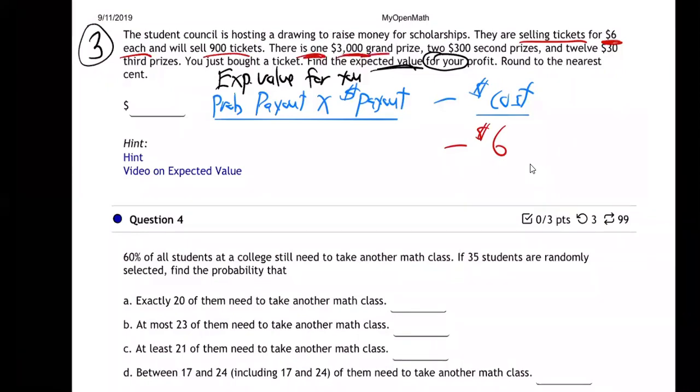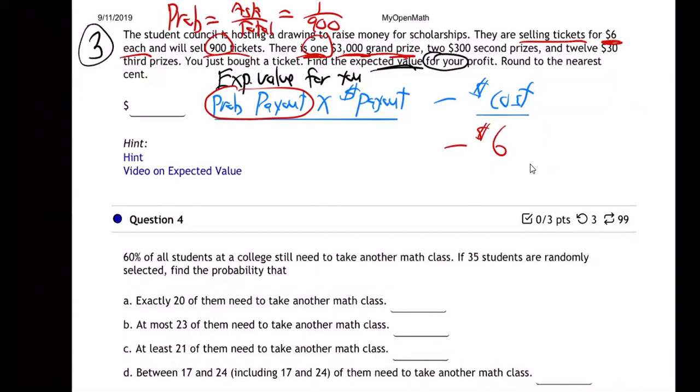There's one $3,000 grand prize. What is the probability that you're going to win the grand prize? There's 900 tickets, and one of them is a grand prize winner. It's one out of 900, right? Remember, probability is always the number being asked for over the total. So if you want to win the grand prize, that's one ticket out of 900 tickets. Is that good? Is probability making sense?